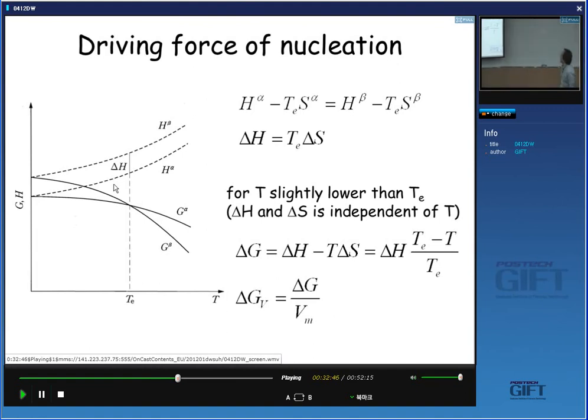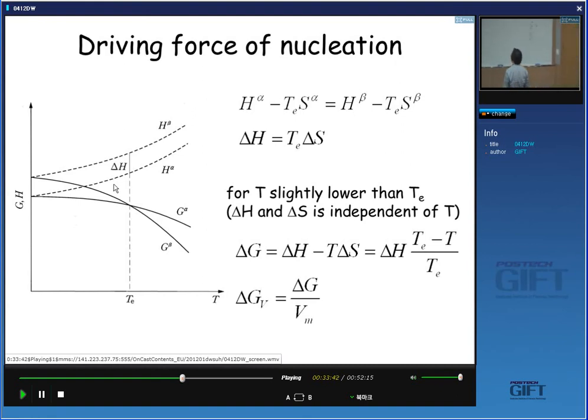At the temperature where the free energy of alpha and beta is equivalent, then we can write down this equation, because the free energy of alpha and beta is the same. So with this equation, you can derive that delta H is equivalent to T equilibrium times the entropy change. Let's consider a temperature slightly lower than the equilibrium temperature. Then it will be reasonable that delta H and delta S, the enthalpy change and entropy change, are independent of the temperature.